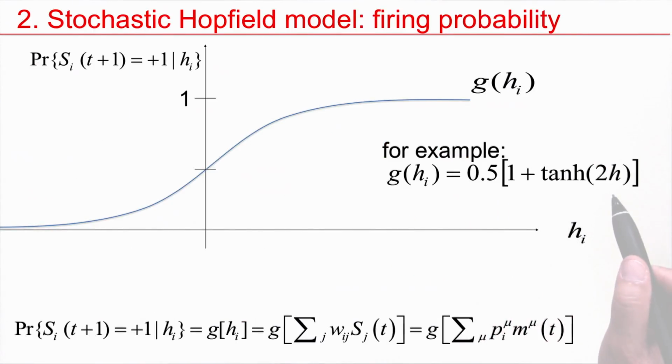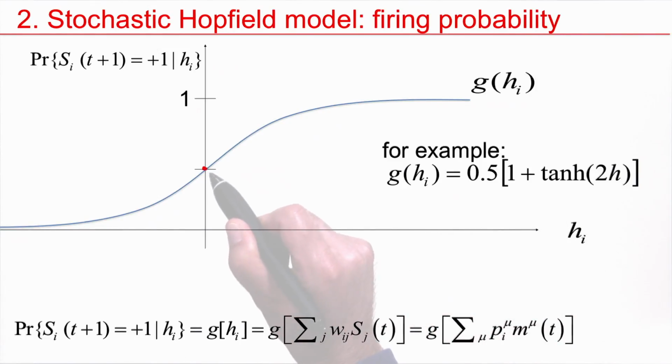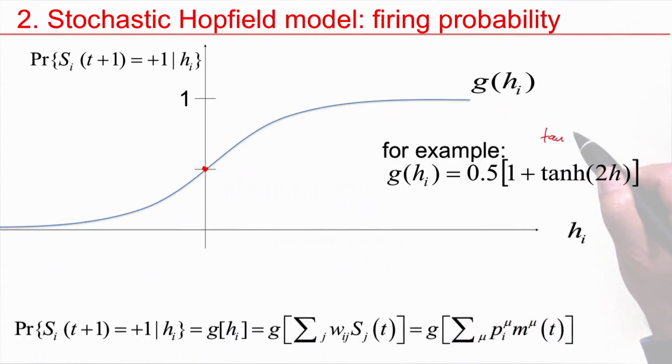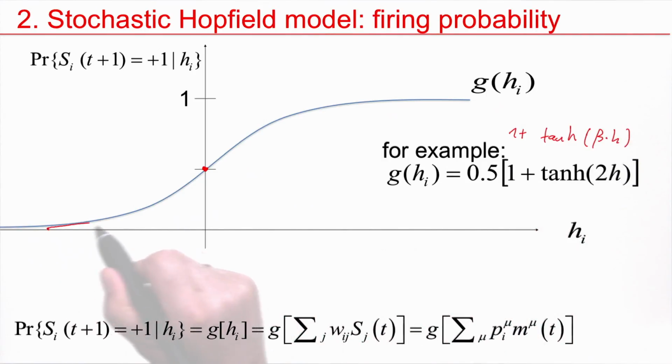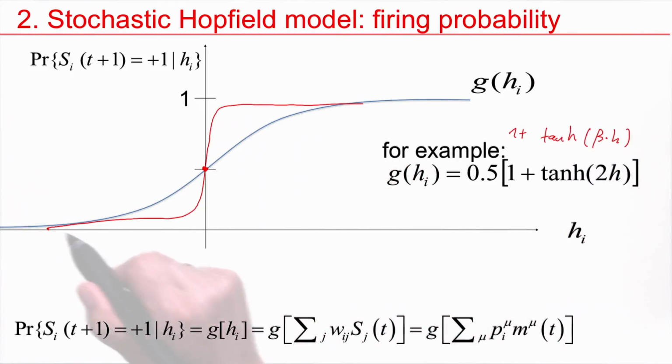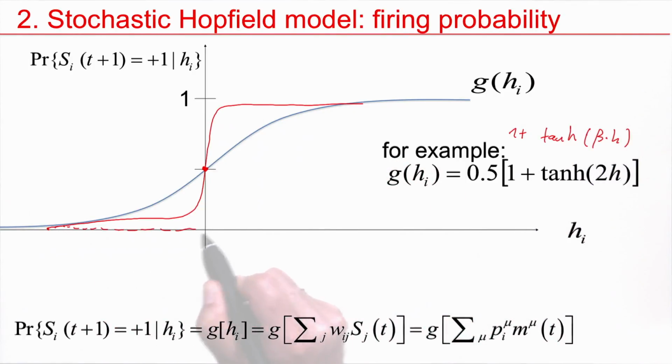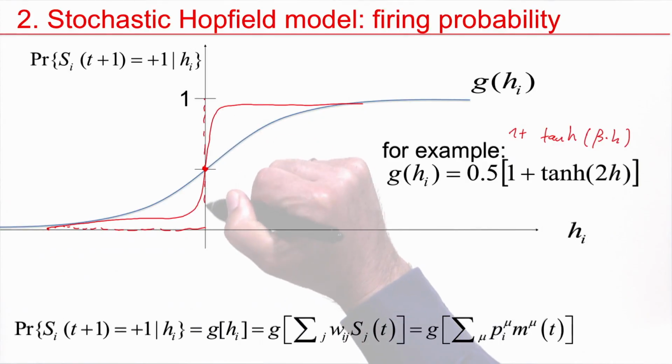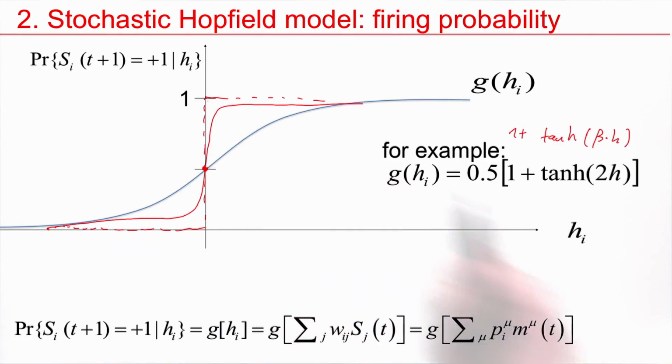For example, you could take a hyperbolic tangent function with a slope factor 2. Factor 2 is the slope at this location. If you generalize and say I have here hyperbolic tangent of beta h, and I take beta equal 10 or 20, then it will become steeper and steeper. And if I take beta to infinity, then it really goes back to a step function. And this is the situation that would correspond to the deterministic model.